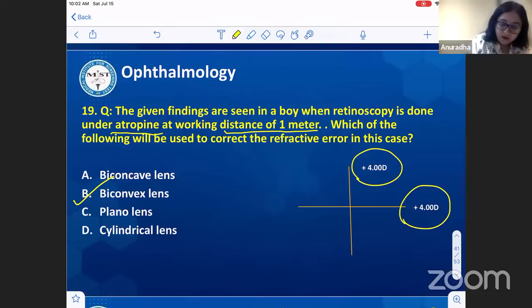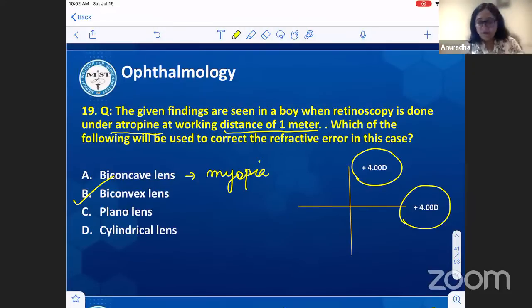Okay, biconvex lens will be used for myopia. Myopia, minus lens, biconcave lens. Convex lens is used for hypermetropia, as in this case, it is also used for presbyopia, plus lens. It's also used for aphakia correction by convex lens. Okay. Plano lens means that there is no refractive error.